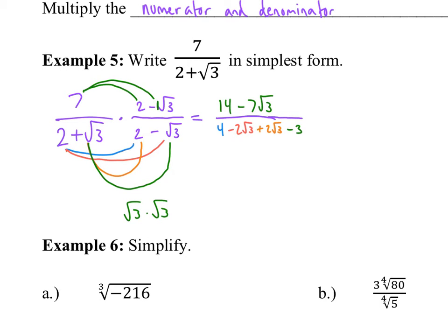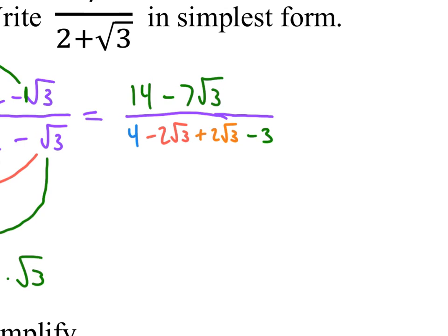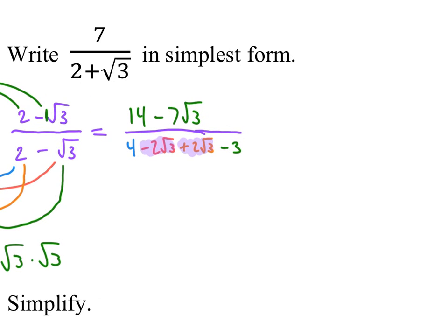And we start to see why this works here, because these two terms will cancel each other out, leaving us with just integers. So those are gone. And on the top now, we see 14 minus 7 radical 3, and then over 4 minus 3, which of course is just 1. So I could just say that's this.